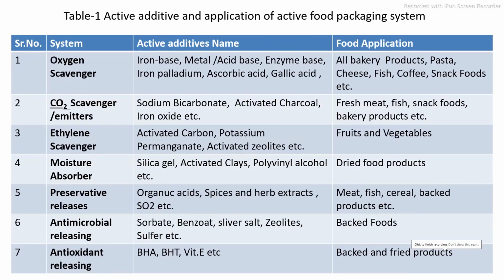In the active packaging system, the main active additives used are oxygen scavengers, carbon dioxide scavengers or emitters, ethylene scavengers, moisture absorbers, preservative releasers, and antimicrobial or antioxidant releasing agents. In this table, you can see the specific systems, the names of the additives used in active packaging, and their specific applications in the food processing industry.